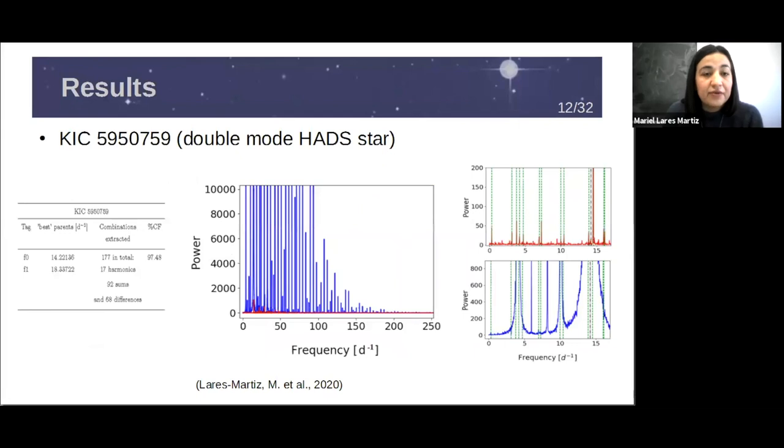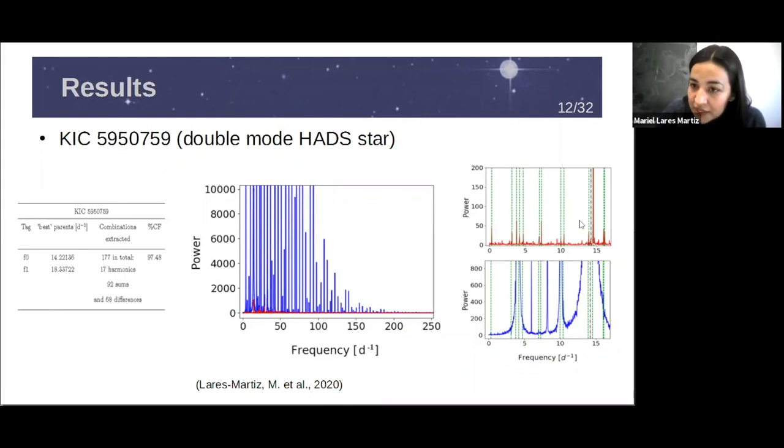signal. So for double mode stars, we have interesting results too. This is a high amplitude Delta Scuti. And here, this is a result after this proper extraction, where we extract simultaneously the combination frequencies family with the best parent describing most of the signal.